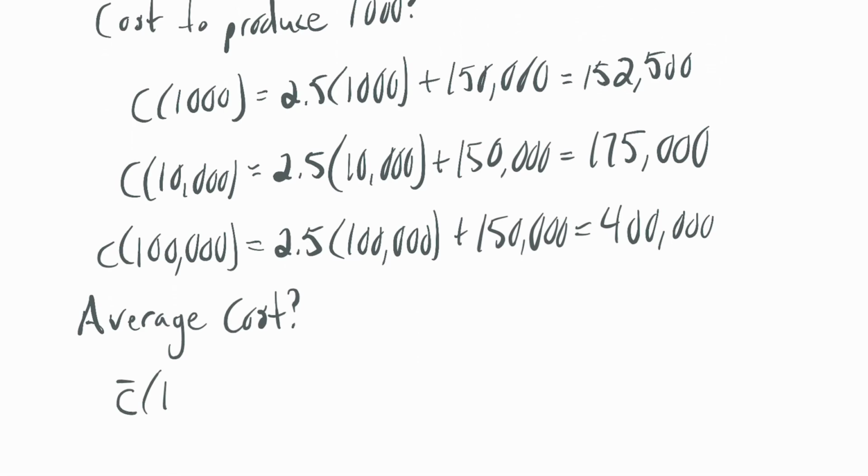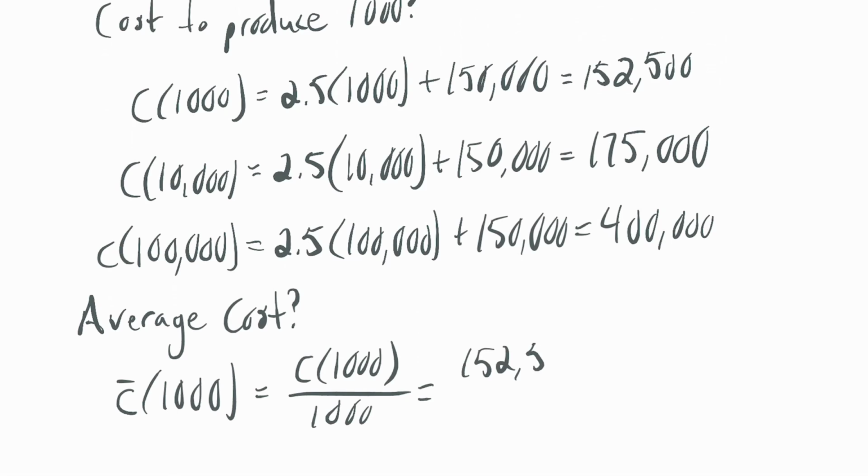C bar of 1,000. This is the notation that represents the average cost, and it's defined by C of 1,000 divided by 1,000. Okay, so this is going to be 152,500 divided by 1,000. That's 152.50. Okay, so it costs $152.50 on average to make each one of them.